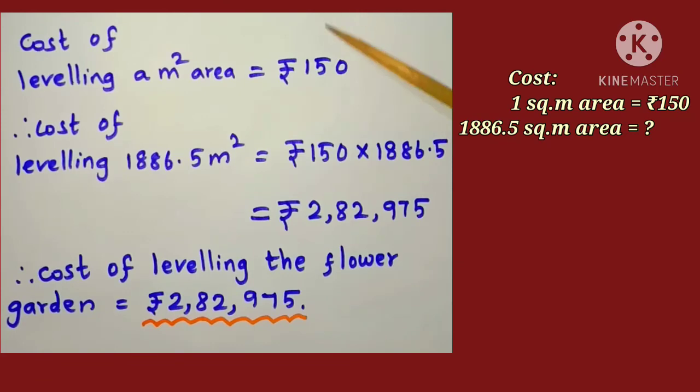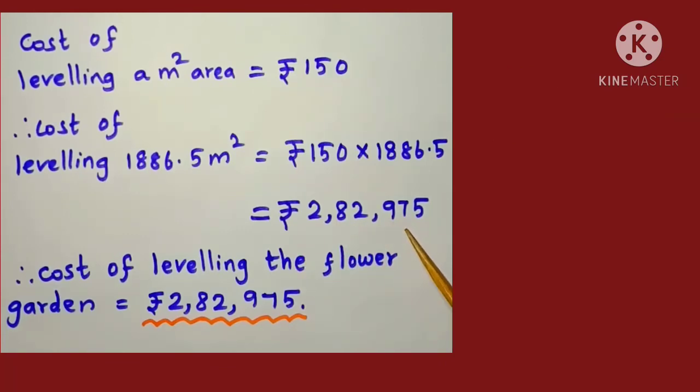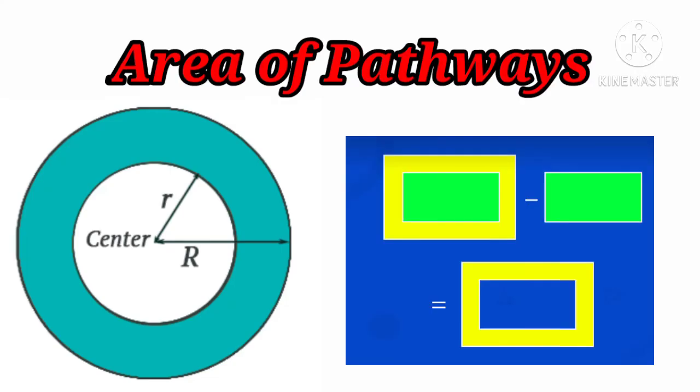We have to multiply these two values. So for one square meter the cost will be 150, means for 1886.5 meters square, what will be the cost? For that, we have to multiply these two values. So multiplying these two values, we get 2,82,975 rupees. So therefore, the cost of leveling the flower garden is 2,82,975 rupees.